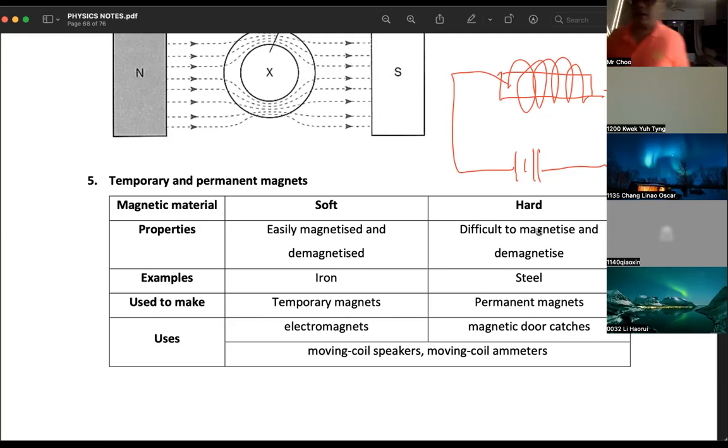So my question is this. If you want to make a permanent magnet that always will have a magnetic field, do you use a soft material or a hard material? Yu Ting, well done. Howie, well done. Pei Fan, well done. So if you want to make a permanent magnet, you use a hard magnet because it is difficult to demagnetize. Clear?